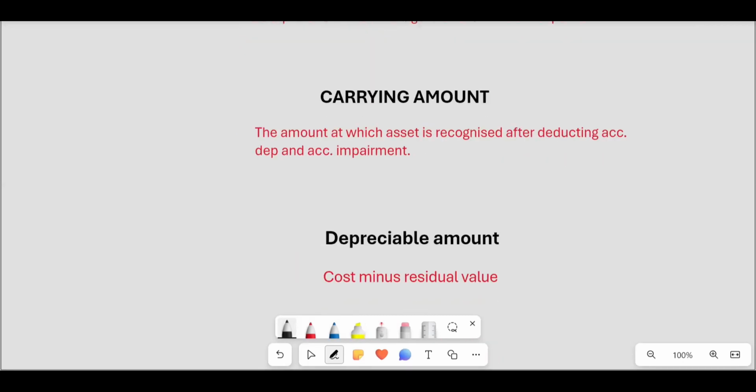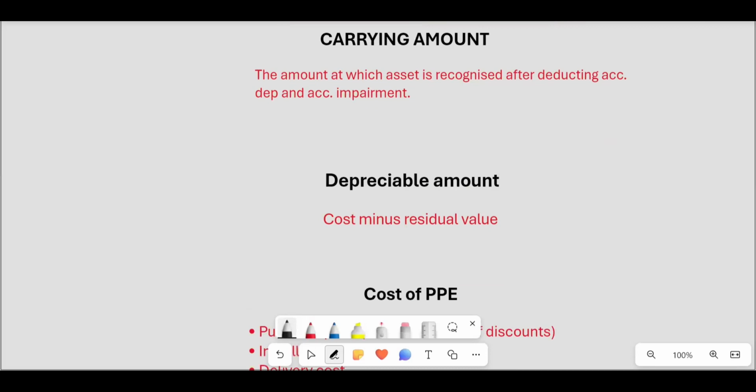Depreciable amount, right? So basically, let's say an asset is 100 rand, but it can only depreciate for like 80 rand, and then the 20 rand is the amount that you're going to get when you sell the asset. So the depreciable amount will be the 80 rand. As it says here, it is cost minus residual value, which is the amount that you're going to get at the end of the useful life of the asset.